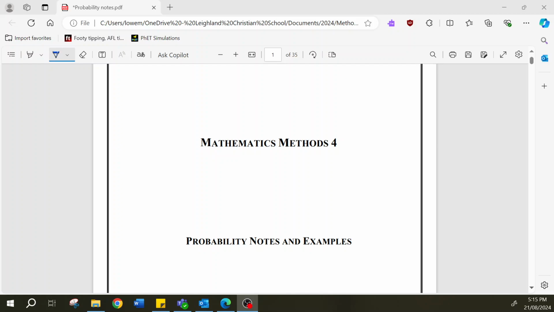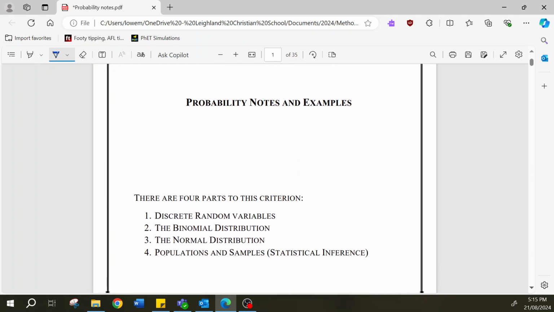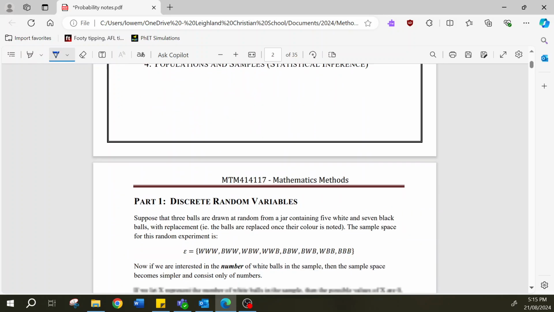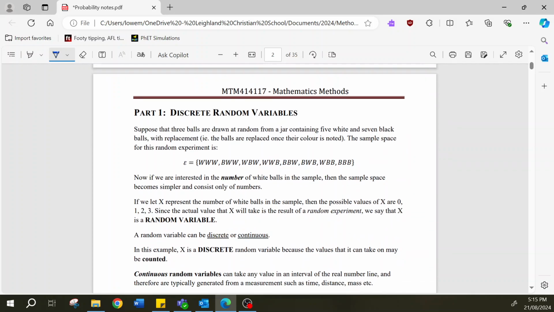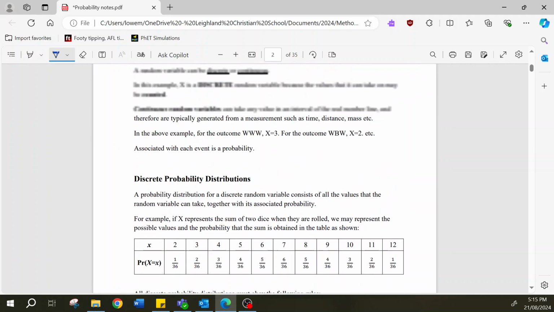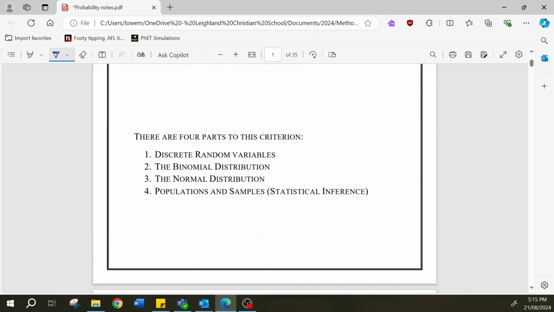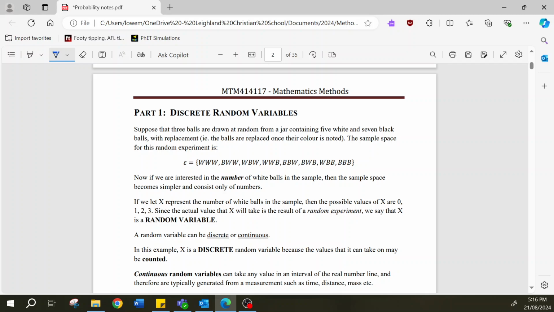Okay, so we're here looking at the start of the probability unit, and we're going to start with discrete random variables. So you'll notice, actually, if I just go back, there are 4 parts to this criterion: discrete random variables, binomial distribution, normal distribution, and populations and samples. So 4 distinct parts, and we're going to begin at the beginning. Discrete random variables.